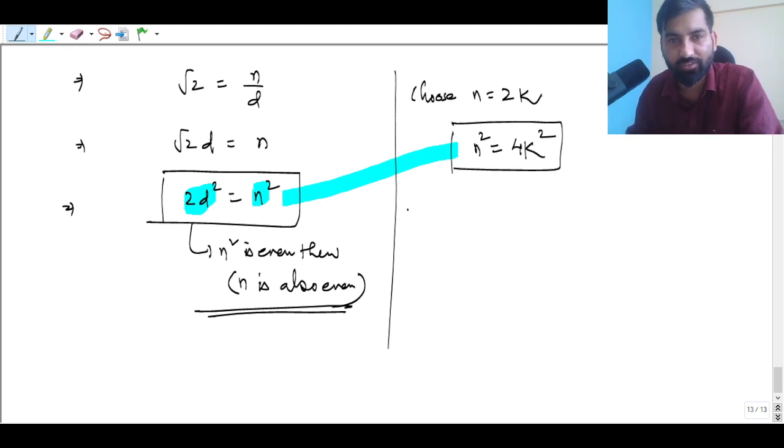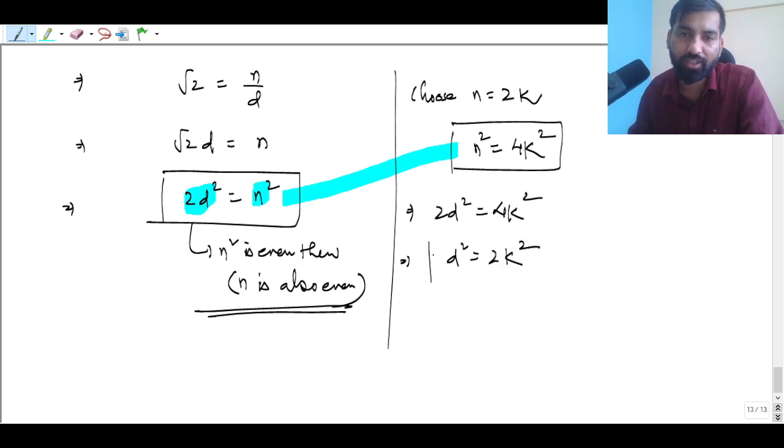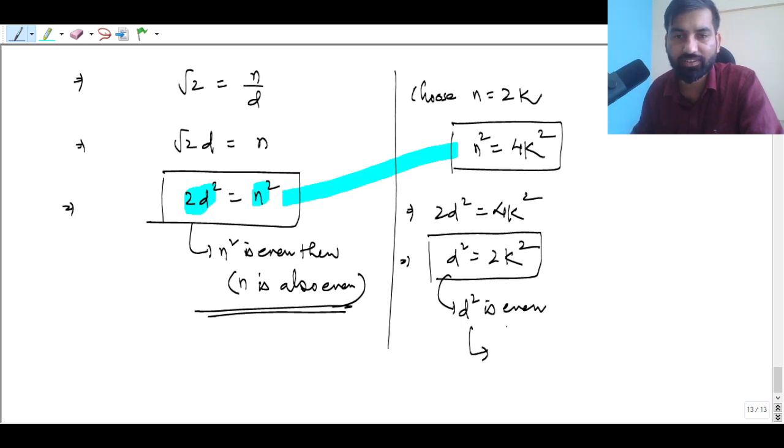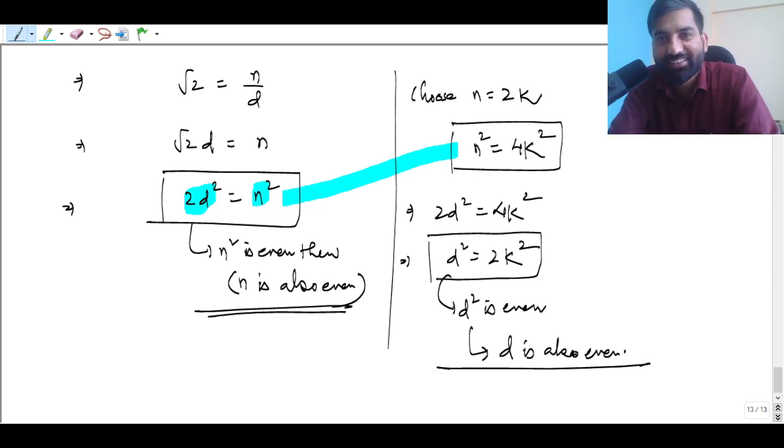So let us plug in here first. 2d square equal to, now it becomes 4k square. From here, if you cancel 2, it is nothing but 2k square. So from here also you can say that this d square is even. If d square is even, then d is also even, right?